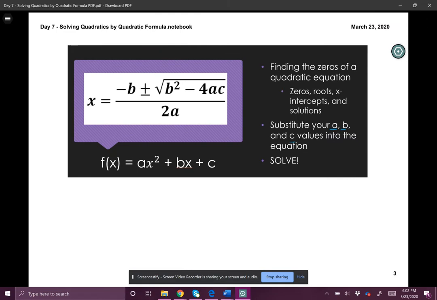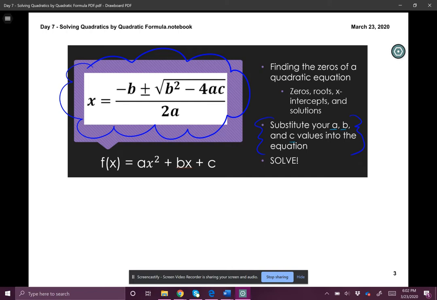All right, so here it is. Use your note-taking guide to fill in the pieces here. This is the quadratic formula. It's x is equal to negative b plus or minus. That's what that symbol means, plus or minus. And think about this. We always have a positive and a negative square root, so that plus or minus is taking that into account. So negative b plus or minus the square root of b squared minus 4ac divided by 2 times a. And basically what you do is you substitute your a, b, and c values into the equation, and then you solve to figure out your zeros.